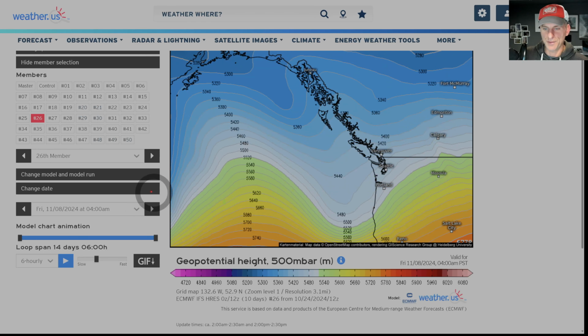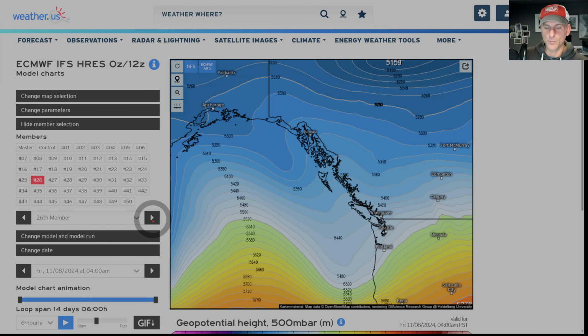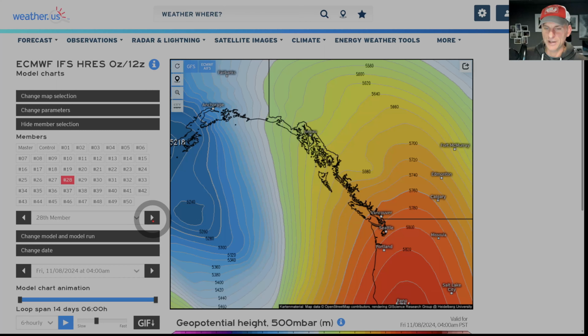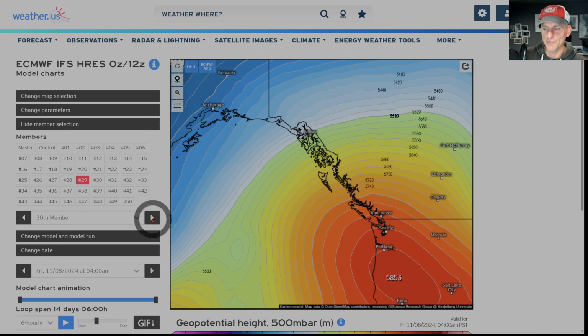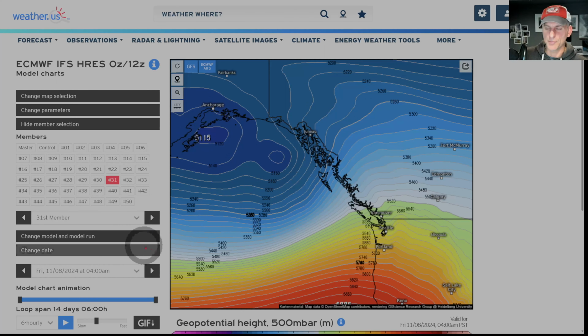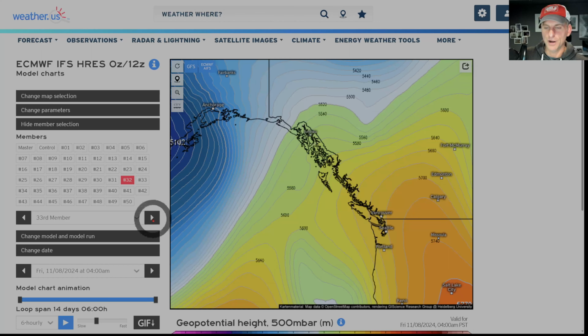Now let's scroll through some of these. You can imagine you're looking way off into the future here. And if you scroll through here, look at these huge changes. Again, this is the same time frame here, 4 a.m. Friday, November 8th. And you can see how those individual ensemble members just take on a life of their own and make up their own forecasts as you go off into the extended forecast.